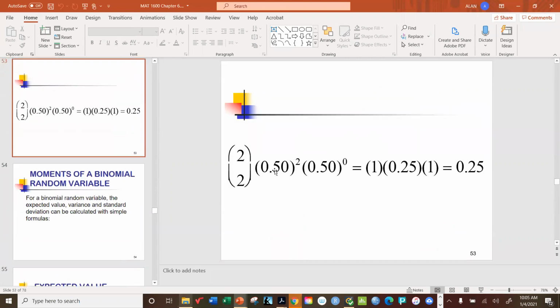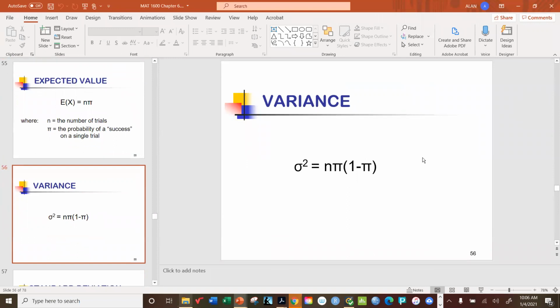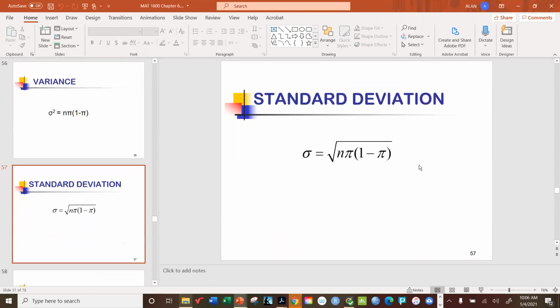For the binomial distribution, the expected value is simply n times pi. The variance is n pi (1 minus pi). And then, of course, the standard deviation is always the square root of the variance. That certainly makes things a little bit simpler for us.